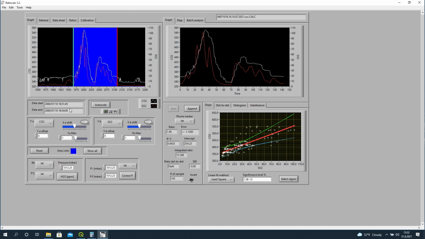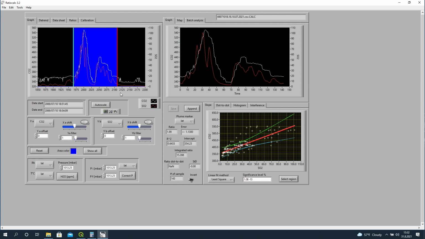You want to make this as long as you can while still having a good relationship between the two gases that you're comparing. So then I look over here in this section, and here's the ratio and here's the R squared. We want the R squared to be as high as possible while the time is as long as possible. Oftentimes if you just take a very, very short time window, you can get a very high R squared value, but this isn't necessarily representative of what's actually taking place in the plume. So it's a balance between the two.